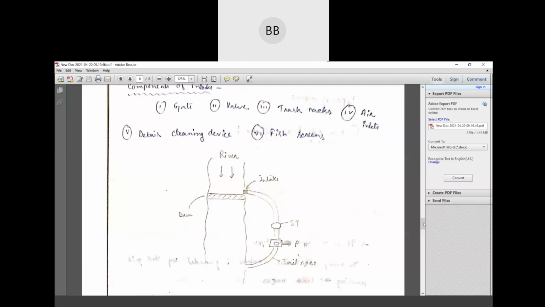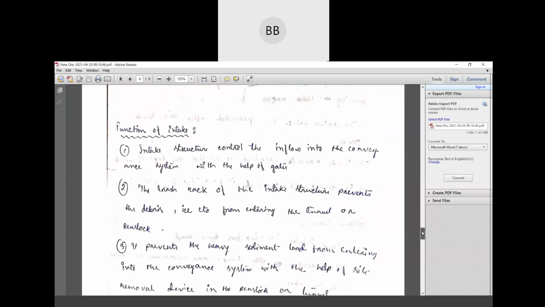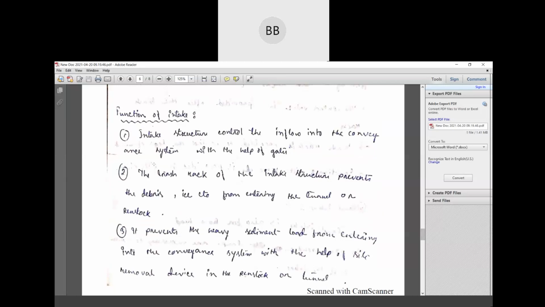Then you write the functions of intake. Number one, the intake structure controls the inflow into the canal system, or you can say conveyance system, with the help of gates. So we can control the inflow as per the requirement.